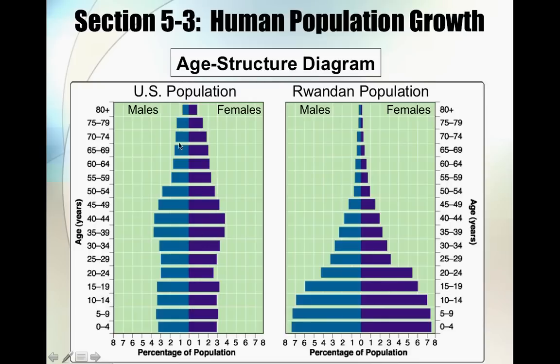So this right here is a very stable population. Stable populations do not have a wide base, they don't have a wide middle, and they don't have a wide top. This is a stable population. It's not growing, it's not declining, it's just staying stable over time.